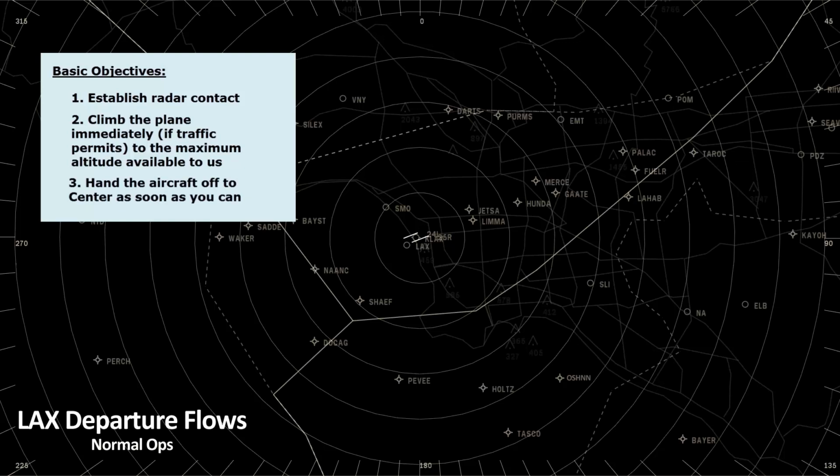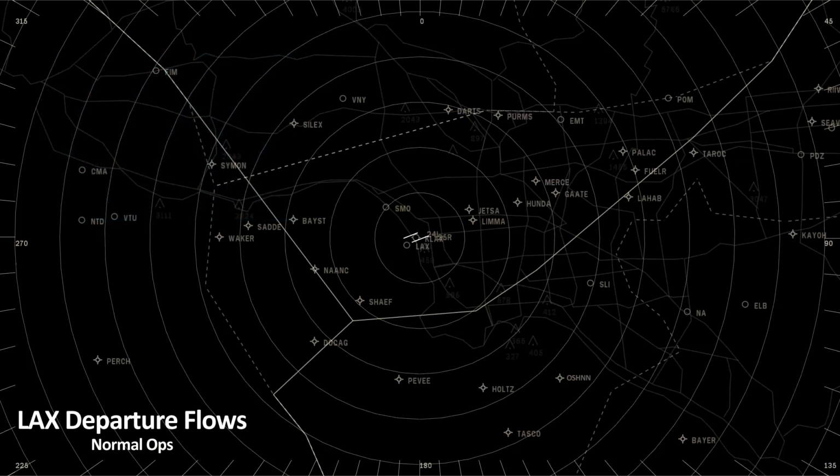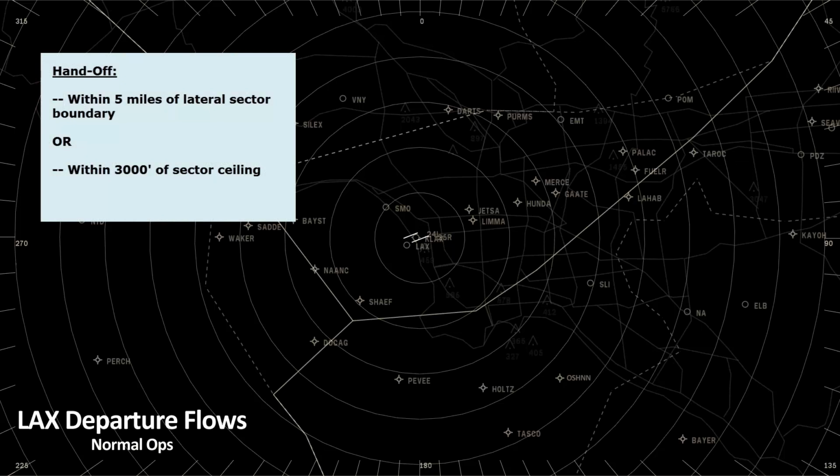Third, we need to hand the flight off to the appropriate Air Route Traffic Control Center sector, which usually is just called center, and tell the pilot to switch frequencies. So to hand an airplane to center, the airplane has to be within 5 miles of a sector boundary or within 3,000 feet of the top of the airspace that we're controlling. Now this is slightly different from what it says in the manual. The manual says you have to be within 5 miles and within 3,000 feet, but that's not the case. And that wouldn't make any sense for the LAX Tracon anyway, as you'll see shortly.